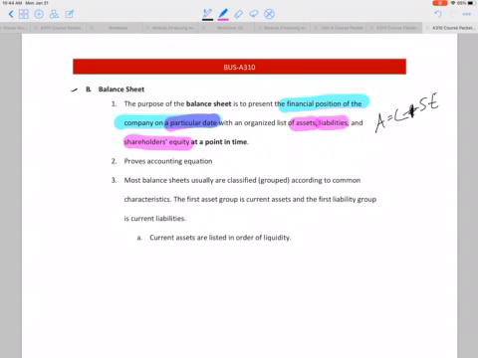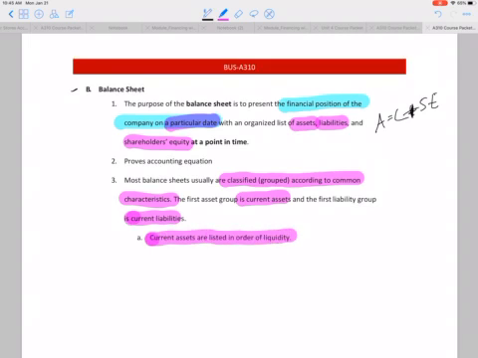The balance sheet is usually classified or grouped according to common characteristics. And so you'll see things under assets, for example, you'll see current assets. And then under liabilities, you'll see current liabilities and long-term liabilities. So we're grouping them based on the characteristic of, for example, for assets, how quickly we could convert those to cash or use them up.